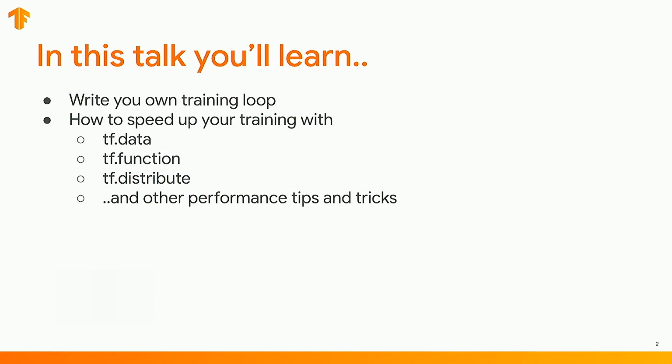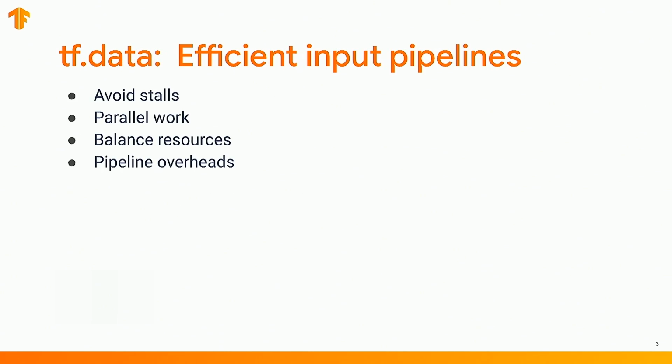Just to give a brief outline of the talk, we're first going to talk about the structure of a training loop in TensorFlow 2. And then we're going to talk about the different APIs that you can use to make your training more performant. The first API that we're going to be talking about is tf.data. This is the API for writing high-performance pipelines to avoid various sorts of stalls and make sure that your training always has data as it's ready to consume it.